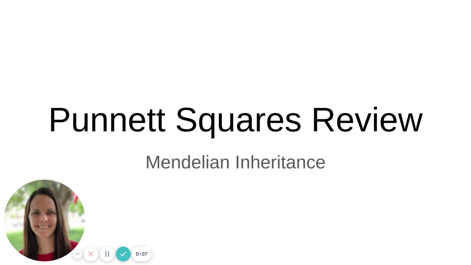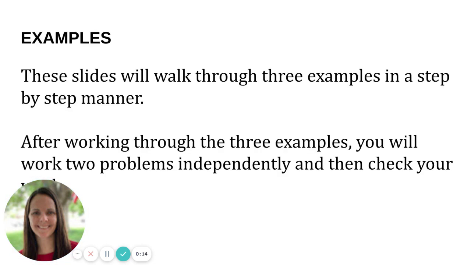Hi everyone. We are going to walk through some examples of Punnett squares for Mendelian dominant recessive inheritance patterns. So in these slides, we'll walk through 3 examples, and then after working through the 3 examples, you will work 2 problems independently and then check your work.